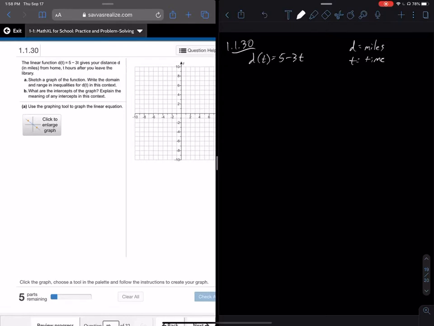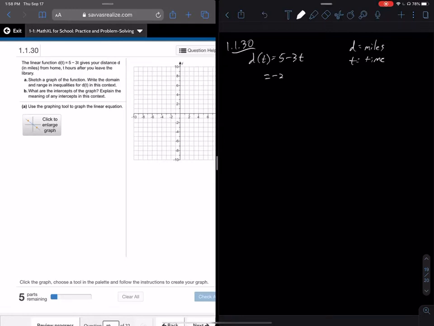So in terms of the graph, it's not apparent right away, but I can actually rearrange this and say minus 3t plus 5. And what I notice is that this is in the form y equals mx plus b. And remember that b is my y-intercept, and m is my slope. So my y-intercept in this case would be 0, 5, and my slope would be negative 3, 1.